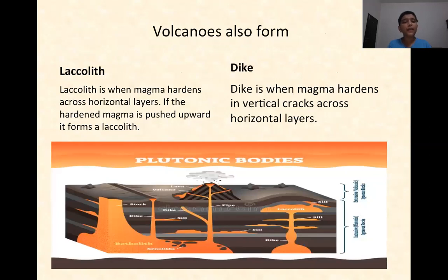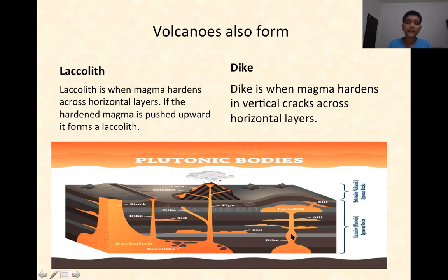Volcanoes also form laccolith and dike. Laccolith is when magma hardens across horizontal layers. If the hardened magma is pushed upward, it forms a laccolith. Dike. Dike is when magma hardens in vertical cracks across horizontal layers. As you can see in this diagram, this is a dike which flows through vertical cracks across these horizontal layers.